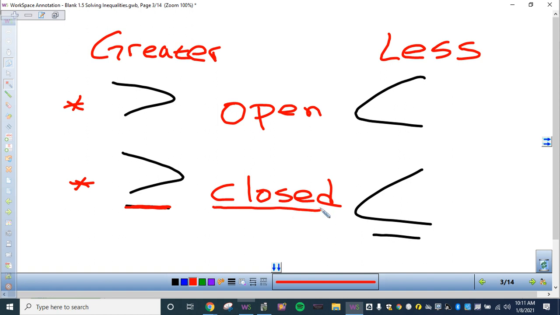Less stuff up here, more stuff down here. Less stuff, open dot; more stuff, closed dot. Stupidest reason ever. If that works for you, fantastic. I like to explain it as well, right? That's like a shortcut method, and we'll explain it as we graph some of these.